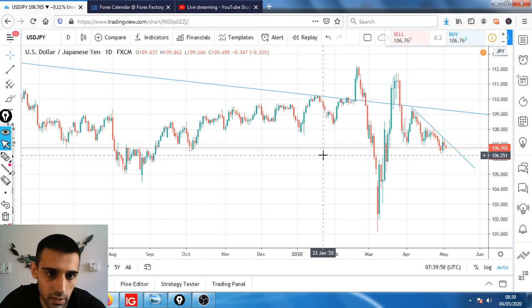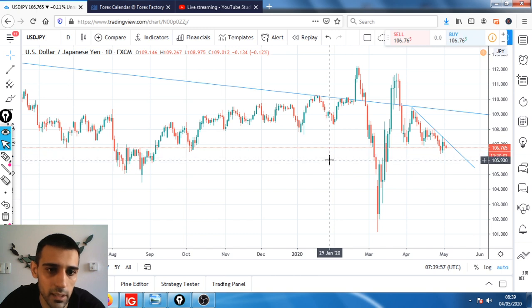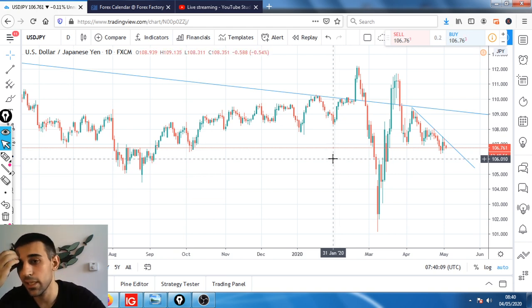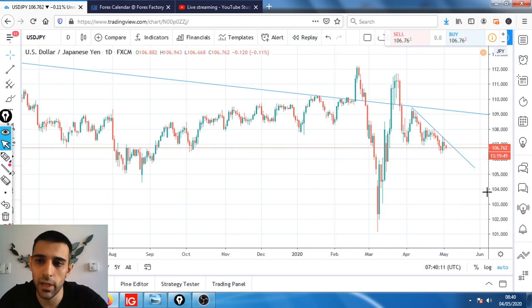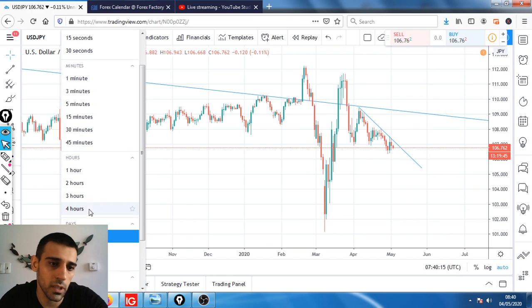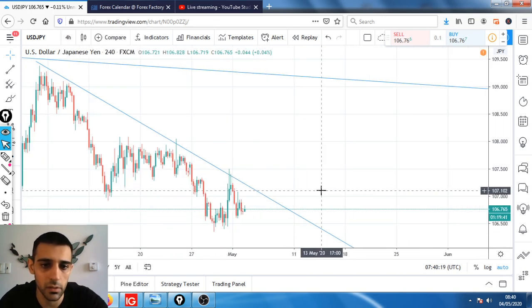I'm just anticipating where price might be heading. The price already came down to this level, so the next potential support is going to be 105.90. Yes, 105.90 would be the next area for the price to gravitate towards. That's about 85 pips away, so it's a decent trading opportunity. Let's go to the 4-hourly time frame and look for the potential.